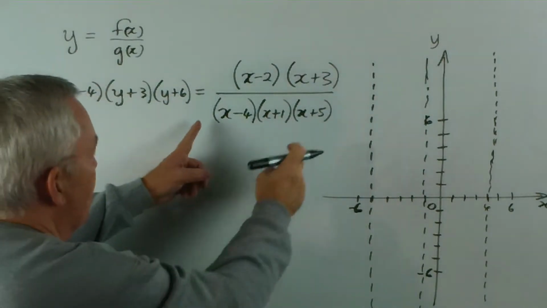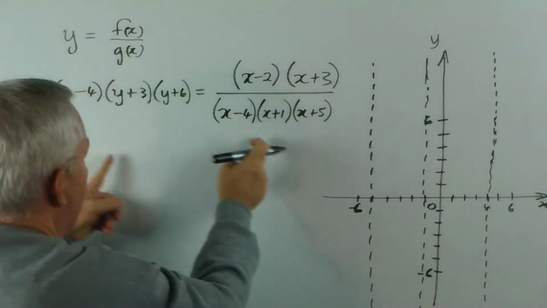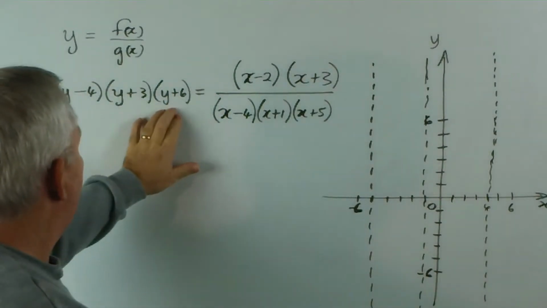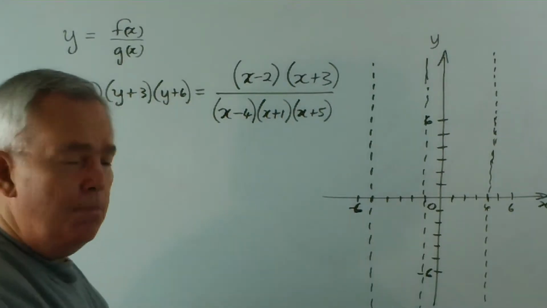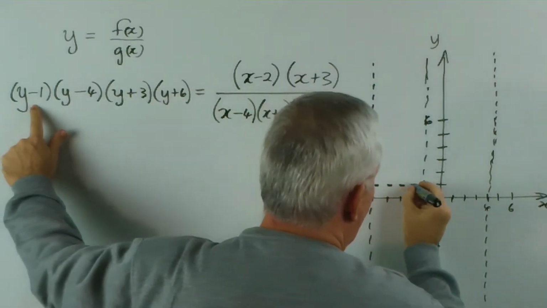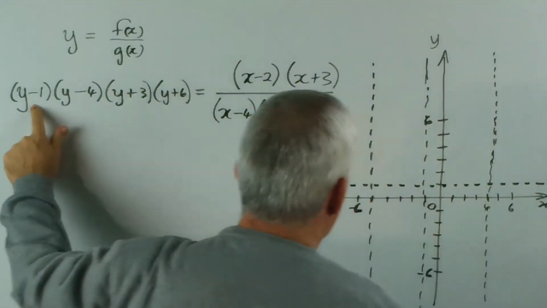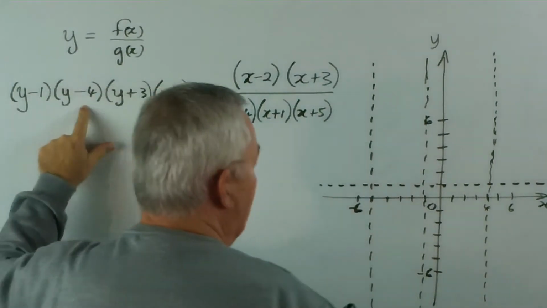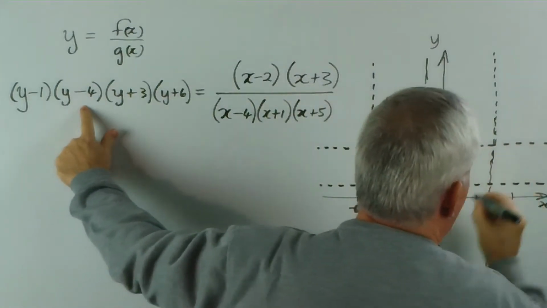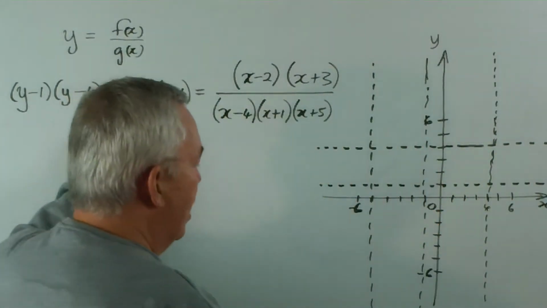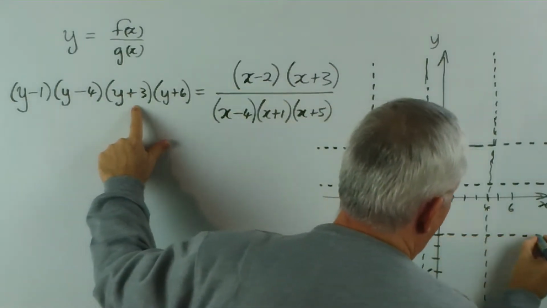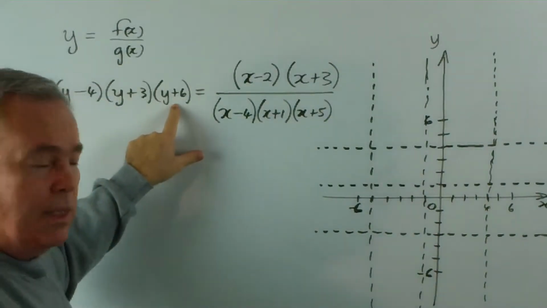Now, you can appreciate if we move these up and move these down, we have the same situation with these 4 factors here with y in them. Y can't be worth 1, so we have a horizontal asymptote at y equals 1. Y can't equal 4. So you can see we can get some quite complex graphs with very simple structure. Y can't be minus 3. There's minus 3 there. And y can't be worth minus 6.